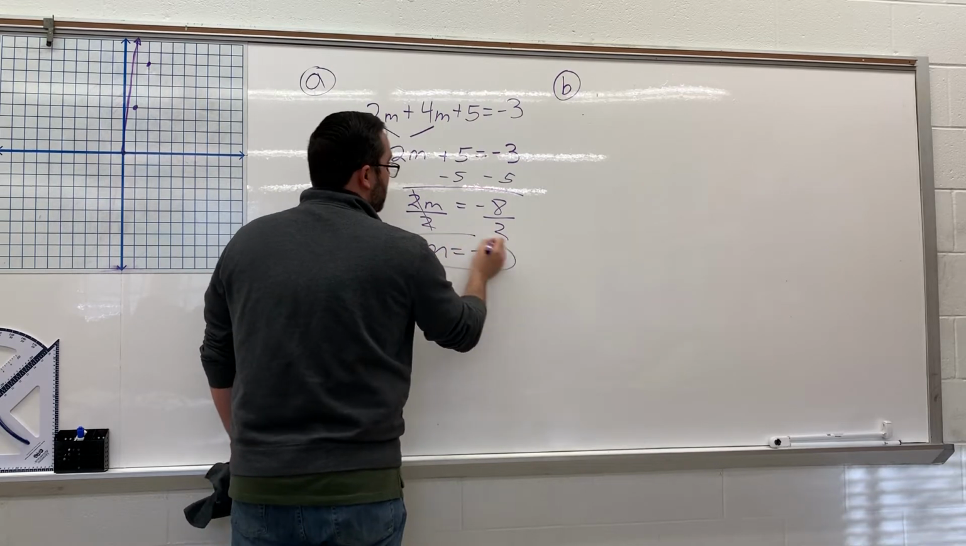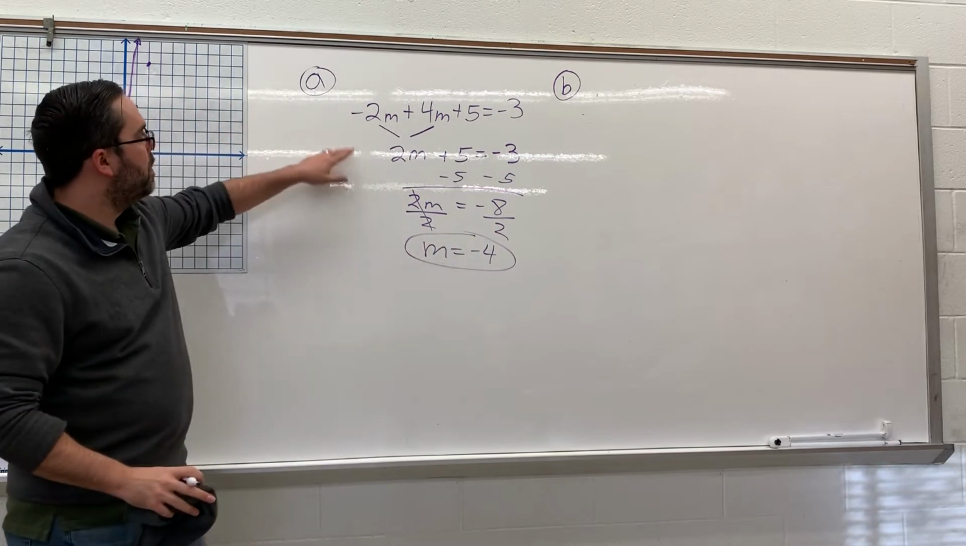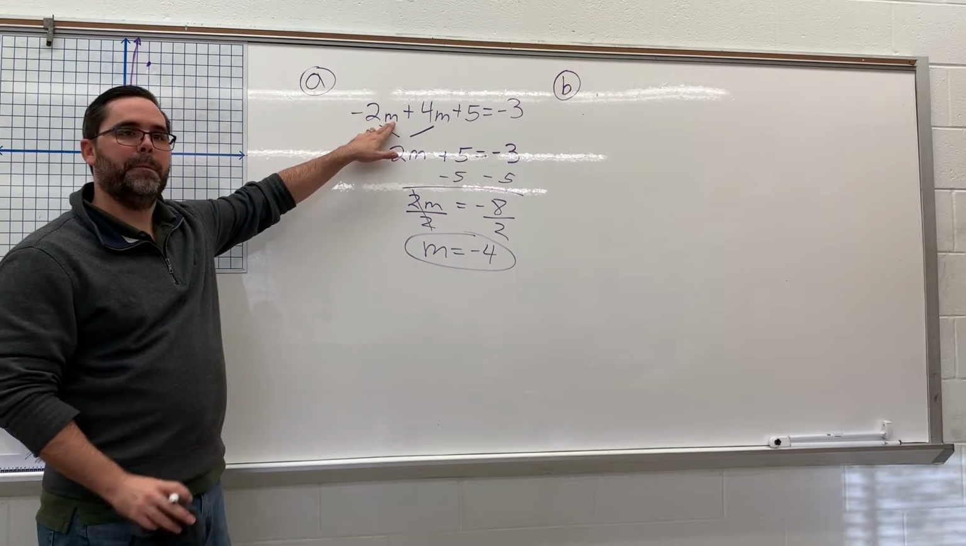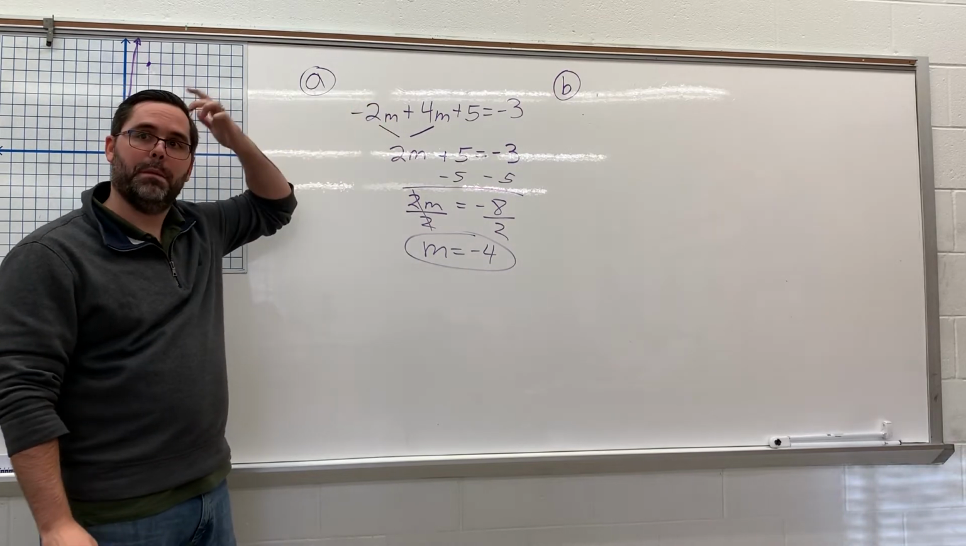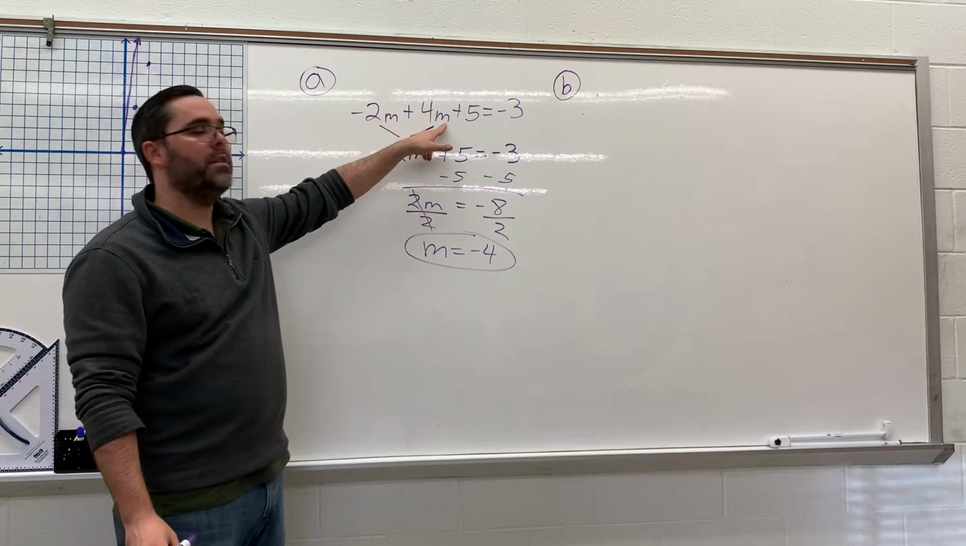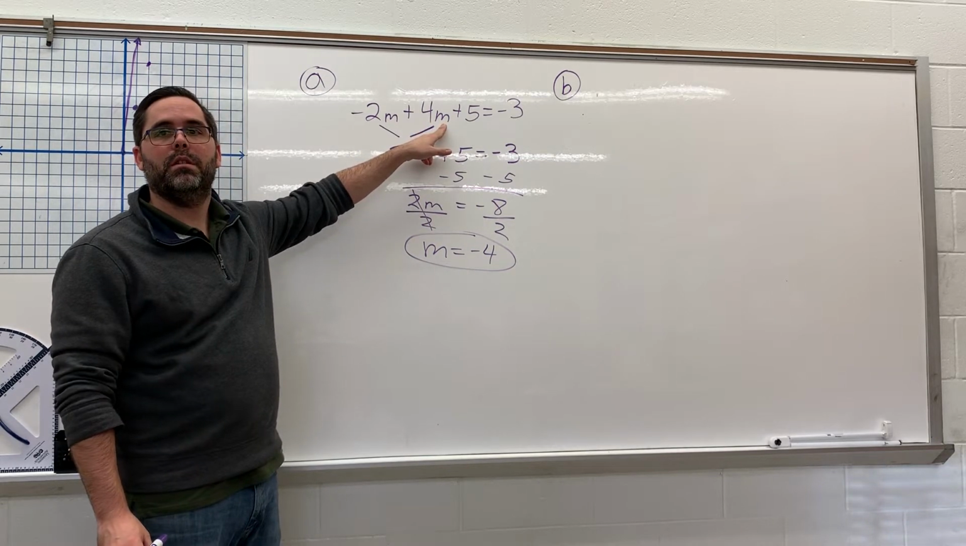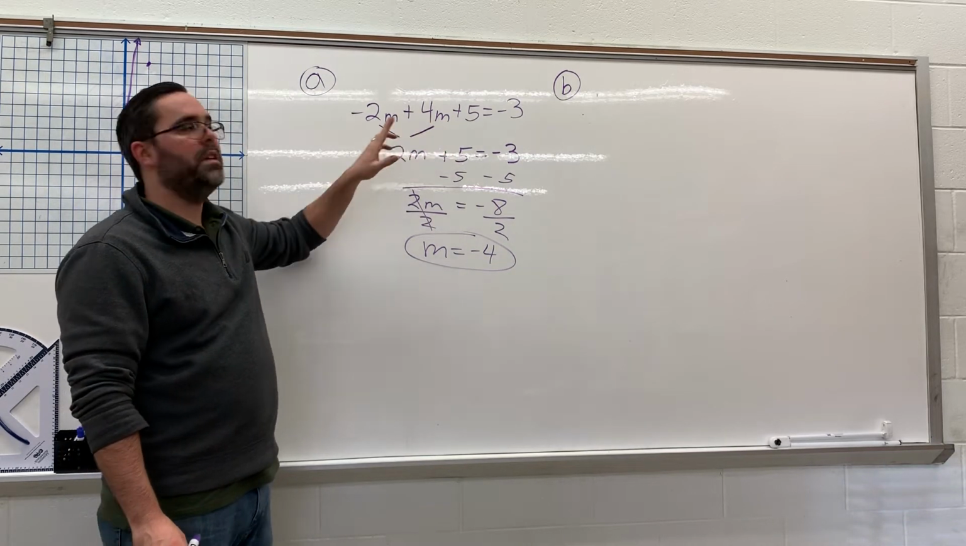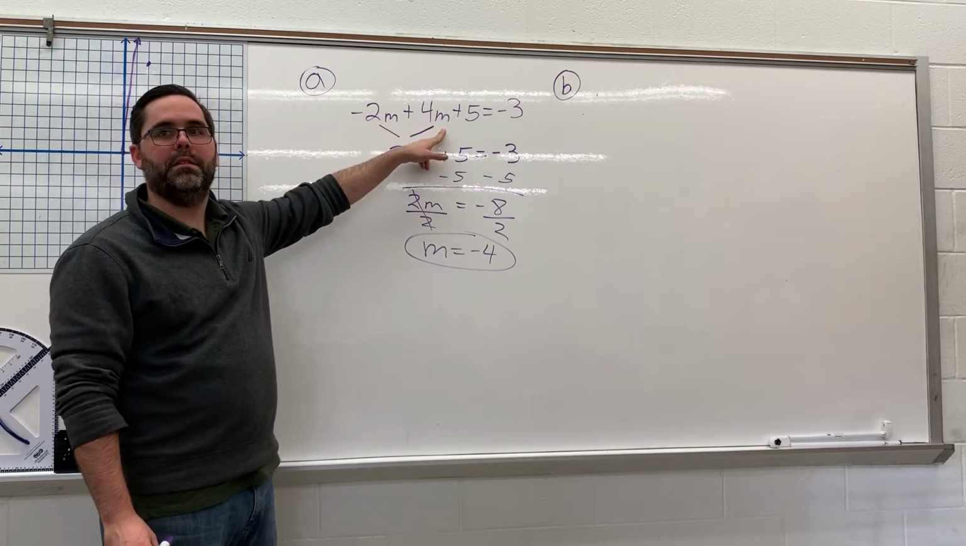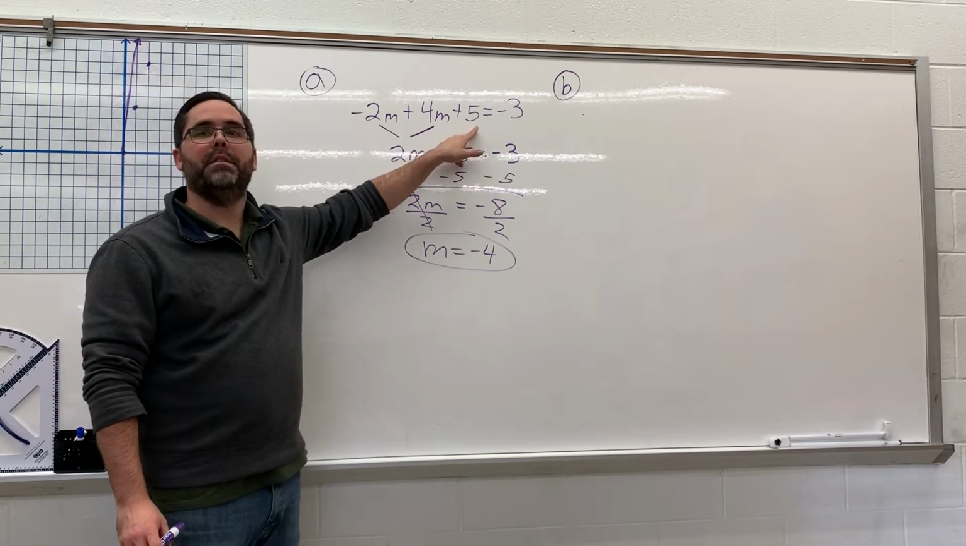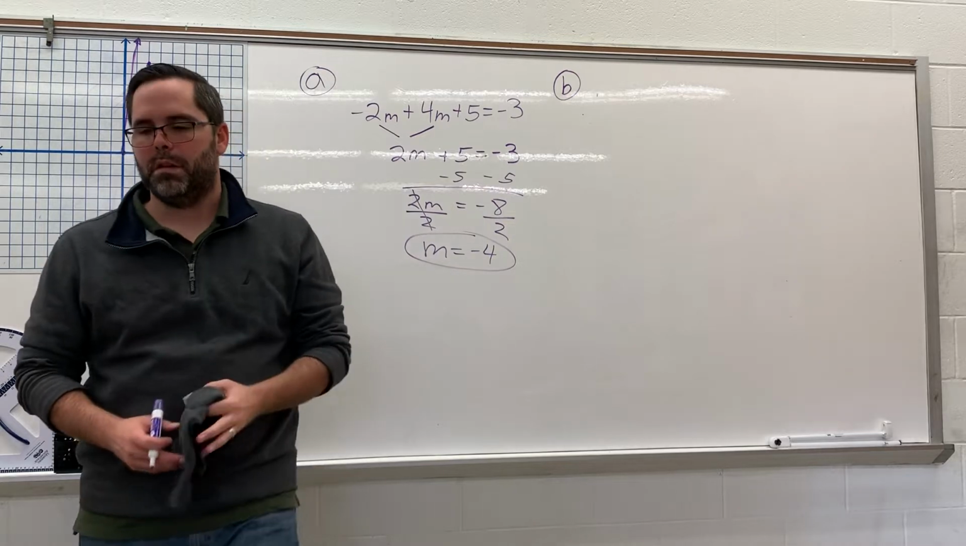Now we can check our solution. Plug it back into here. What is negative 2 times negative 4? 8. What is 4 times negative 4? Negative 16. So what is 8 and negative 16? Negative 8. Negative 8 plus 5 is negative 3.